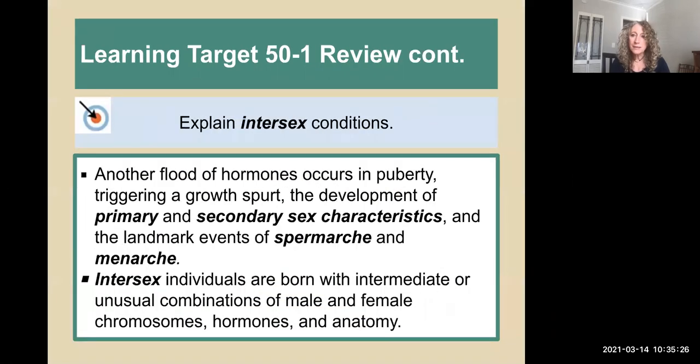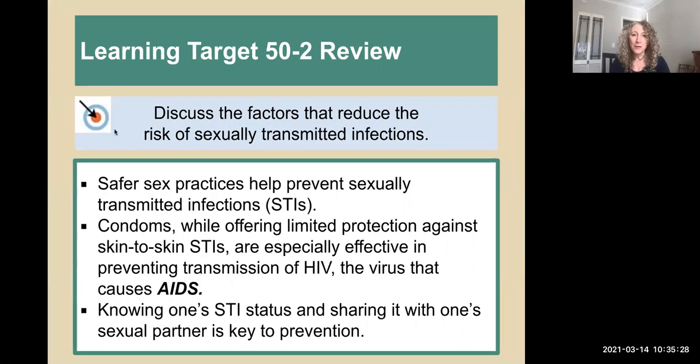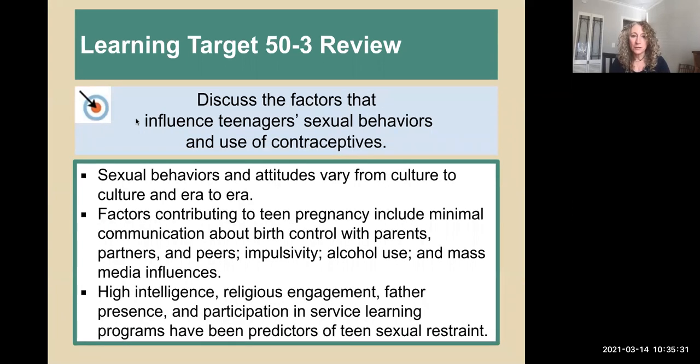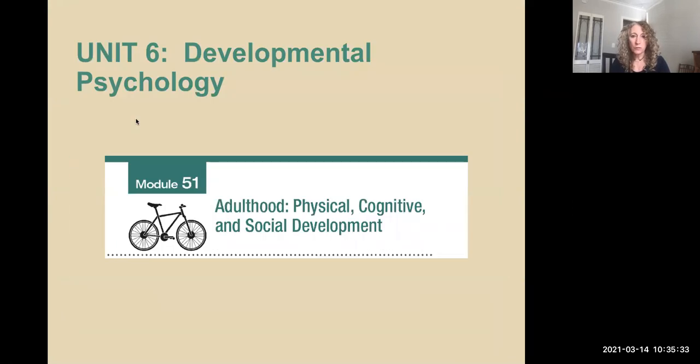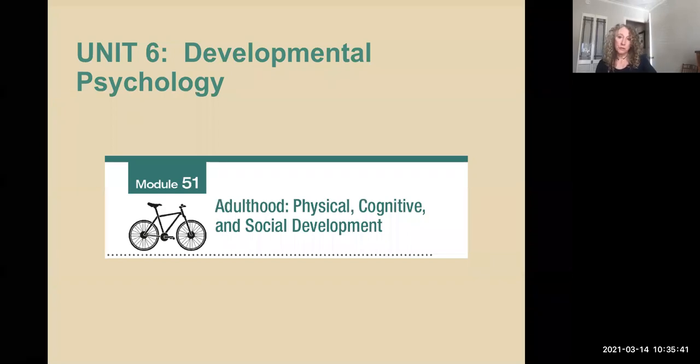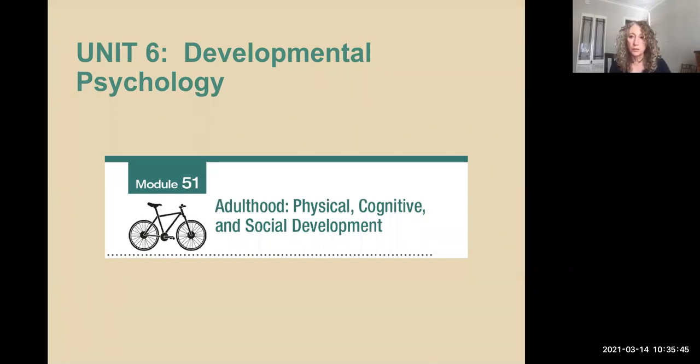All right, so that is it for sexual development. It's really not covered on the AP exam. The terms that I defined are the only ones that might potentially be covered. So the next module is module 51, and this is adulthood, physical, cognitive, and social development.